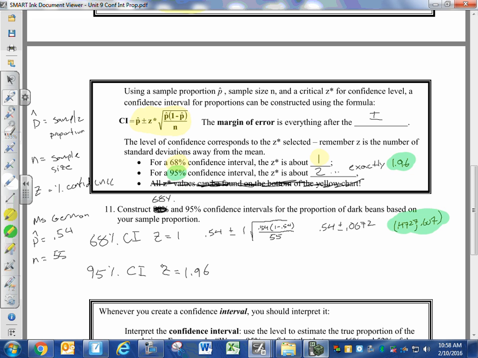So can I just do it all big and then multiply it by 0.54 at the end? Well, you'll add and subtract it from 0.54. Okay, so go. Fill out your formula. 0.54 plus or minus, the only thing that changes is 1.96.